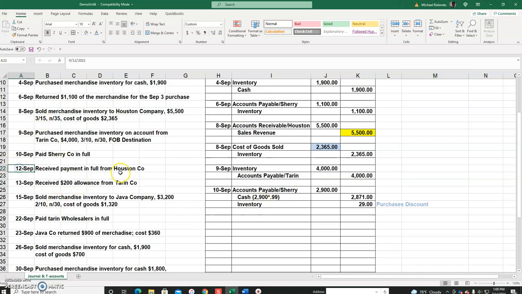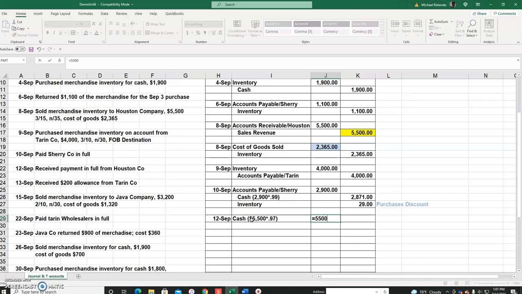Okay, so on the 12th, we received payment in full from Houston Company. So now we are getting the payment here because they're a customer, and this is on September 12th, so we're receiving cash. But how much cash are we receiving? Again, we have to check to see if they are within the discount period. And the discount was 3% if paid within 15 days. They're paying on the 12th, so certainly they are within that discount period. So we're only going to be collecting 97% of what they owe us, right? So it's $5,500 times 97%. So we're only collecting $5,335. So what's happening to the other $165?